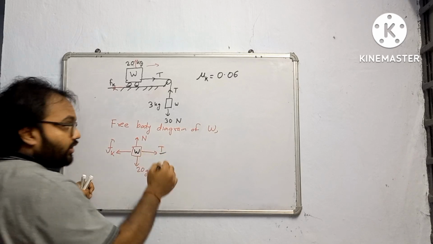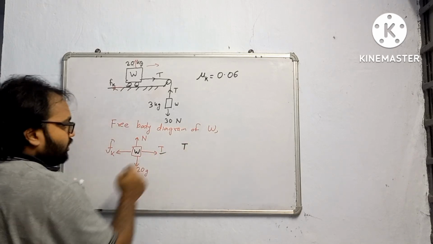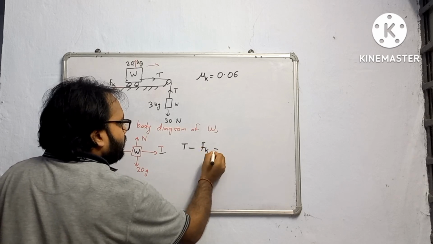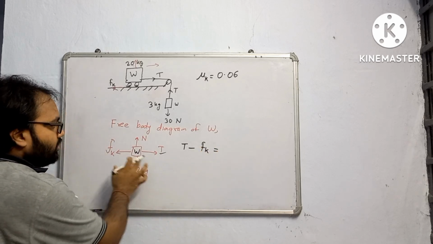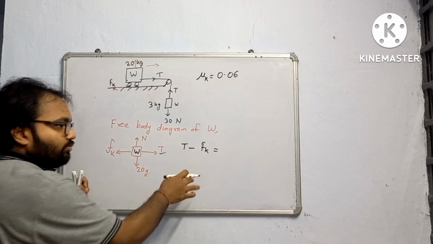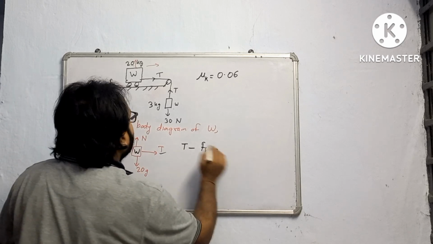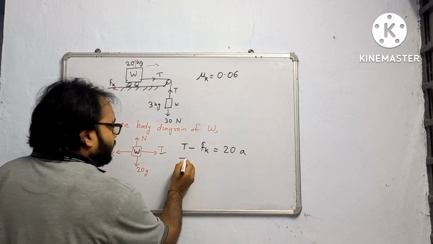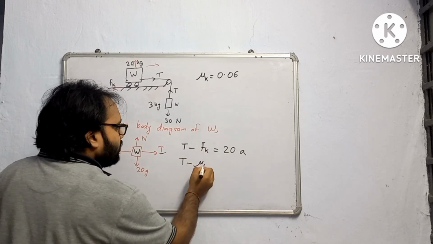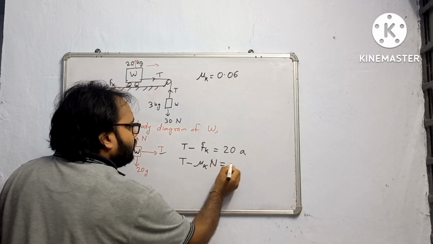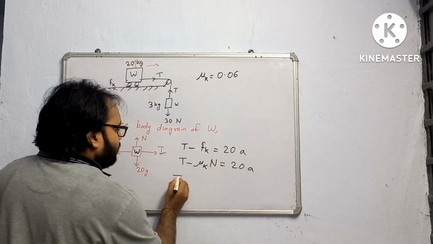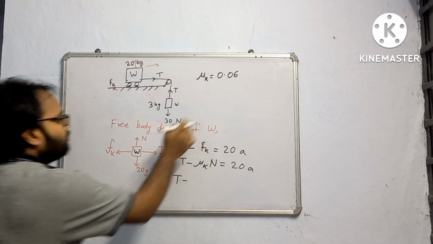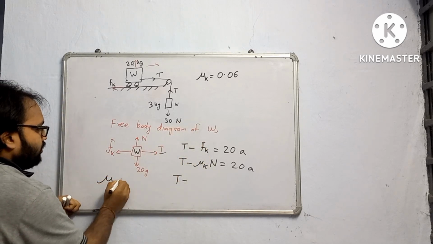That means T is greater, so we will write T first. T minus Fk is equal to the net force on this box, which is its mass into its acceleration. Its mass is 20 kg. Let the acceleration be A. T minus Fk, which is mu k into N, is equal to 20A. T minus mu k into N. How much are you getting for this? Mu k into N.